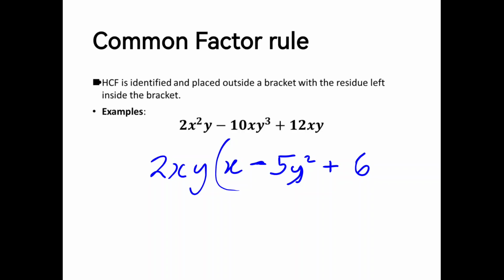And then when it comes to the xy, it is already catered for. So when you say 2xy times 6, you get 12xy. So we're going to leave it as it is. So this becomes our factorization. If you look at the expression inside the brackets, there is no common factor. So it is fully factorized.